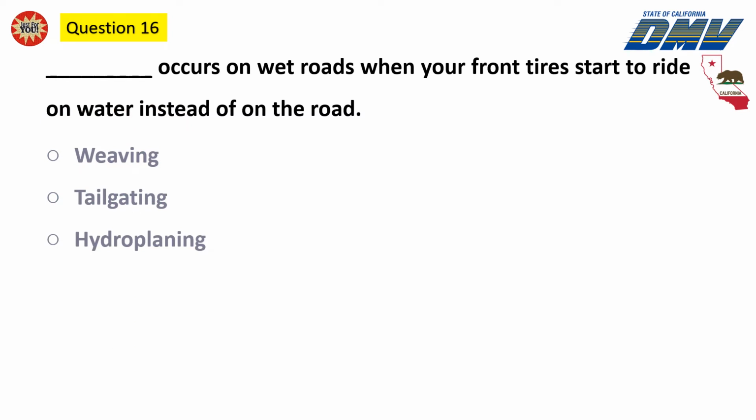Question 16. Weaving, tailgating, hydroplaning occurs on wet roads when your front tires start to ride on water instead of on the road.